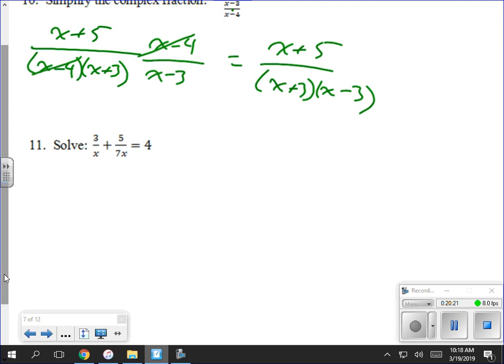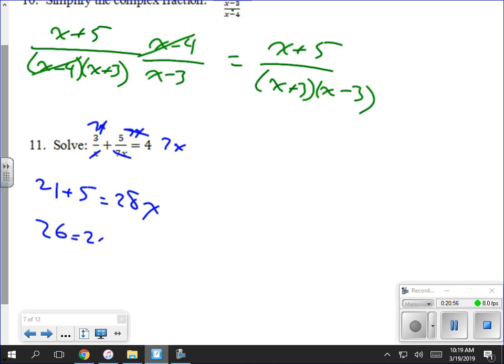So number 11, multiply everything times the common denominator, which is 7x. So multiply this times 7x, this times 7x, and this times 7x. On the first one, the x's cancel. I get 21. Here the 7x's cancel. I get plus 5 equals 4 times 7x, 28x. Ooh, one step, no more fractions. I like that.